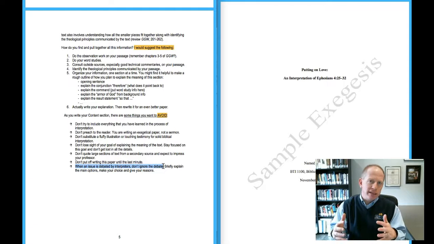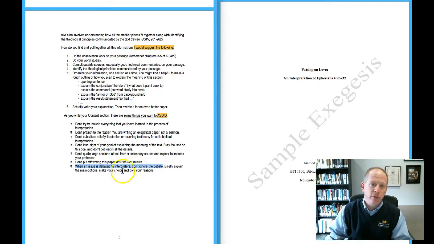So when there's a disagreement among the interpreters and the commentaries, and you only find that out when you read multiple books, then you're going to make sure we bring that here and explain the debate, and then make your choice and explain why you picked what you did. In other words, show that you understand the issue, and then make sure that you clarify which stance you're taking, and then move on through the paper.